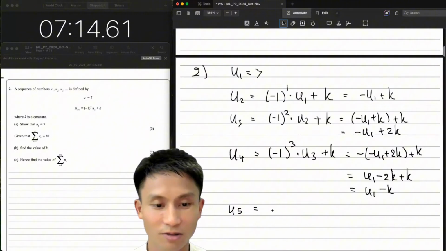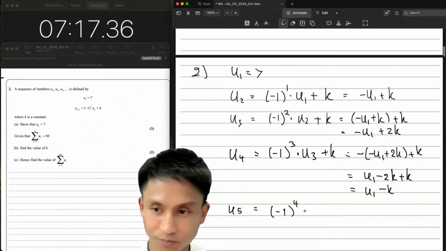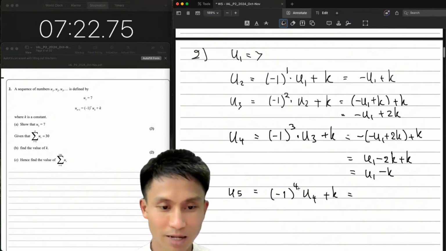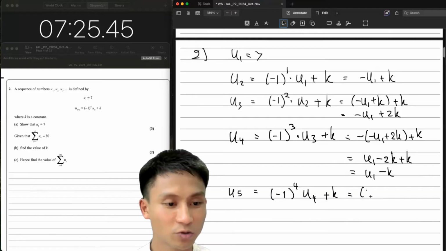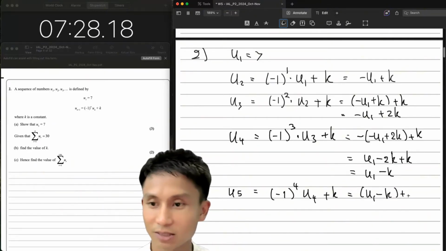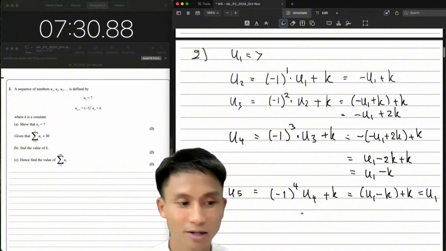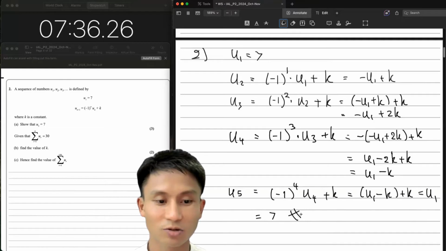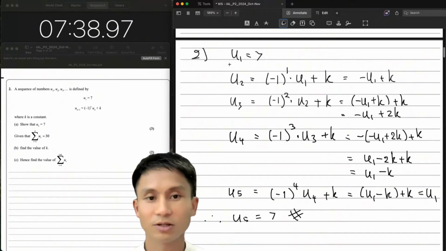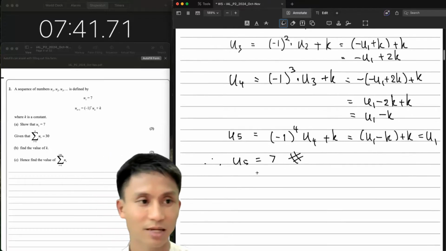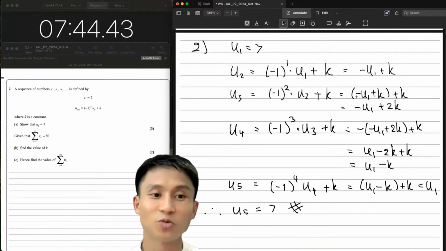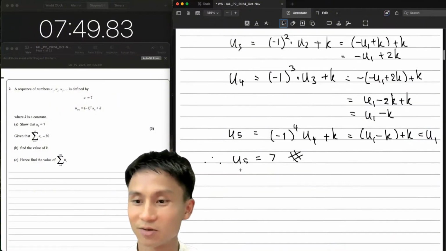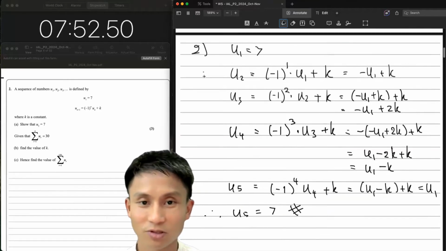Now for u5, right? So it's minus 1 to the 4, and then u4 plus k. But minus 1 to the 4 is basically 1. u4 is u1 minus k and plus k here. So this is u1. Oh, so it comes back to u1. So therefore, this is 7, right? So as required, because we know that u1 is 7. All right. So basically that's it. You see, I didn't quite substitute u1 there. Honestly, I forgot to do that. But I realized later that we got u1, so I just did that. Right, that's fine. So that was A.